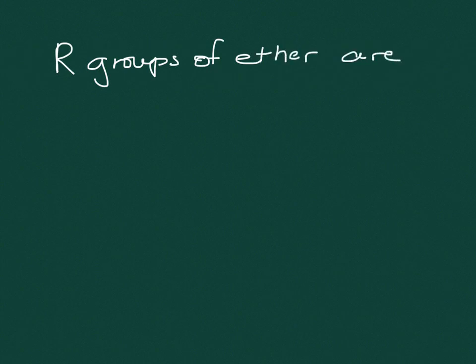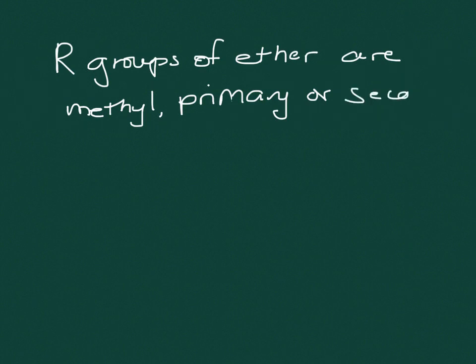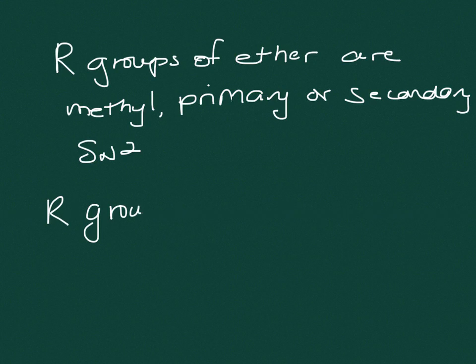If the R groups of the ether are methyl, primary, or secondary, it's an SN2 type substitution. If the R group is tertiary, it will go by SN1.